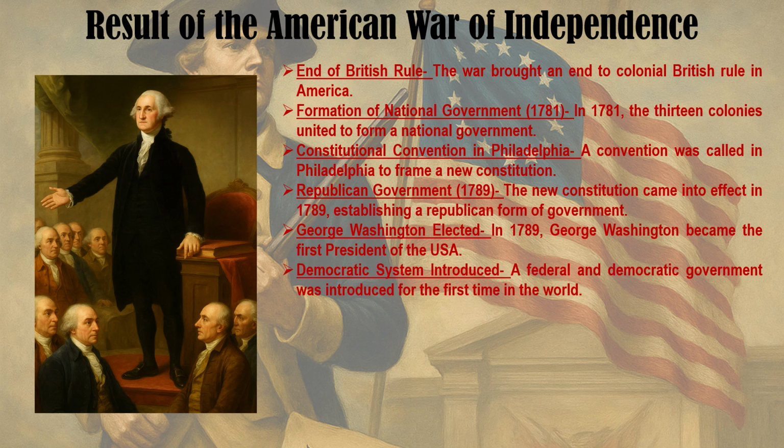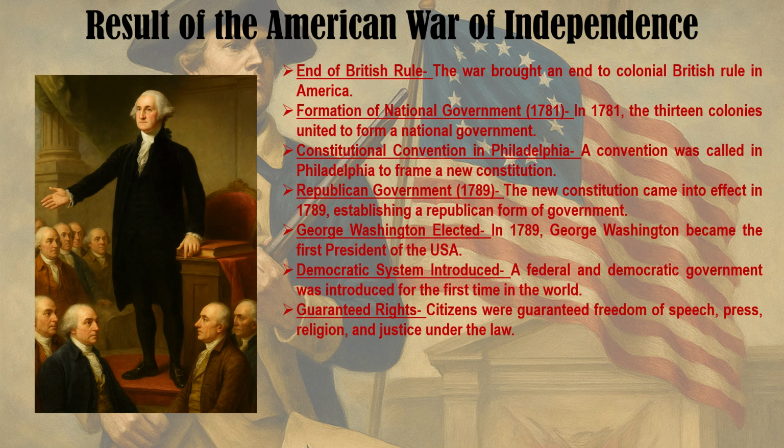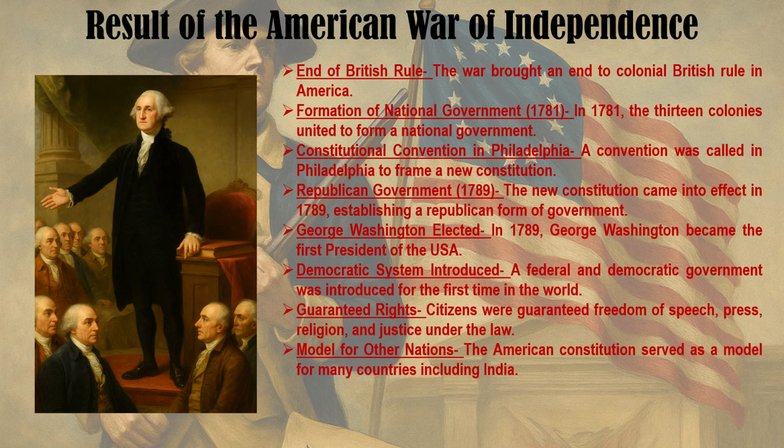A federal and democratic government was introduced for the first time in the world. So for the first time, a democratic government was introduced in the world. Citizens were guaranteed freedom of speech, press, religion, and justice under the law. So citizens were guaranteed all kinds of personal freedom under this new government.